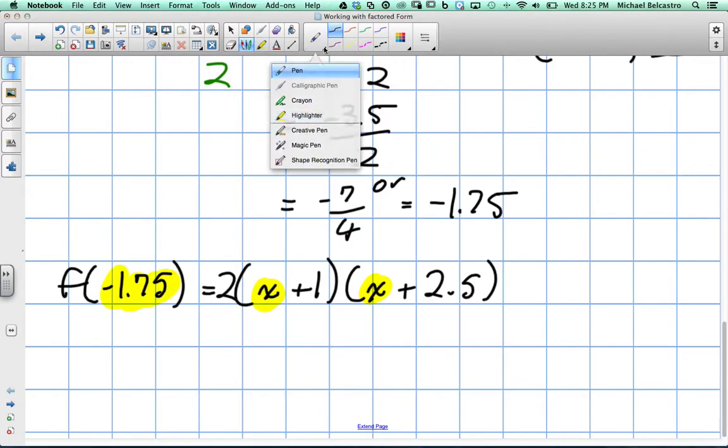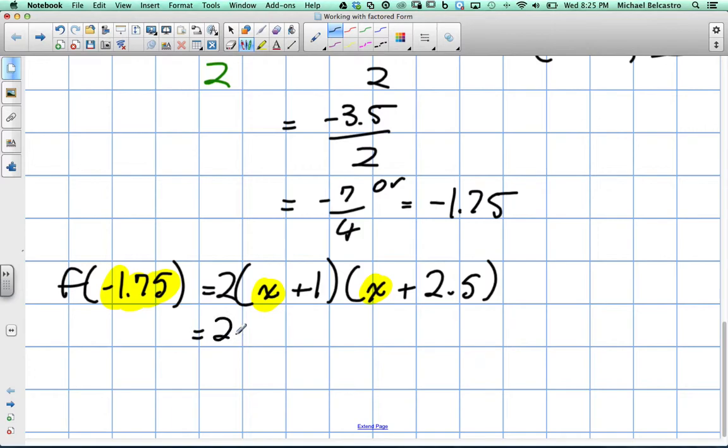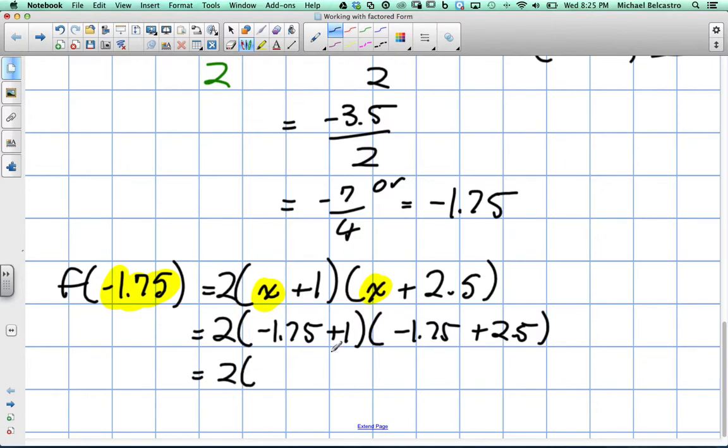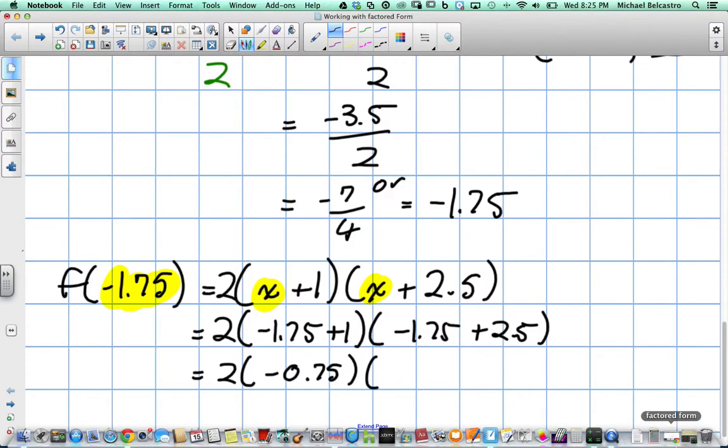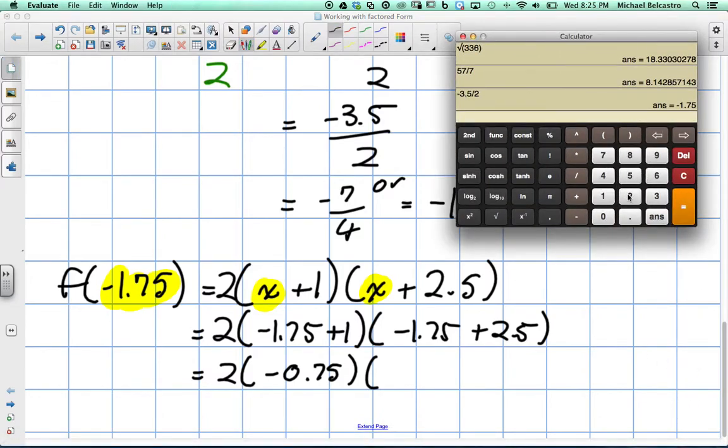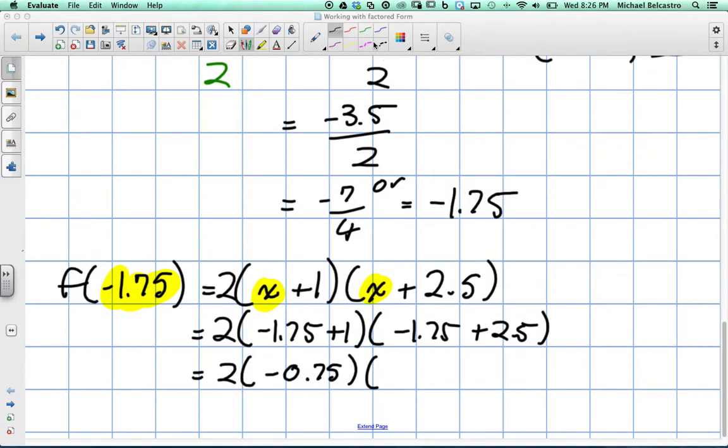So when we do it in this version, we're going to find a neat little trick. You get negative 1.75 plus 1, negative 1.75 plus 2.5. We get 2 times, here we'll get negative 0.75. And in this one here, use a calculator. I can tell you what it is, but we'll do it just to prove it. It's negative 1.75 plus 2.5, and we get positive 0.75.